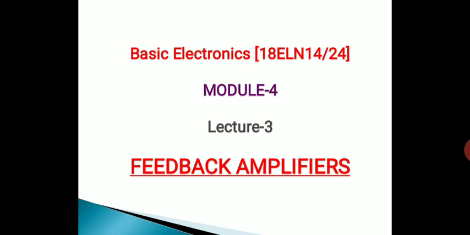In this lecture we are going to discuss what exactly you mean by feedback, what the types of feedback are, what positive and negative feedback mean, a comparison of positive and negative feedback, and applications of positive and negative feedback. Then we'll discuss a block diagram of a negative feedback amplifier, and derive the expression for the voltage gain of a negative feedback amplifier. At the end of this lecture we'll discuss the properties of a negative feedback amplifier.